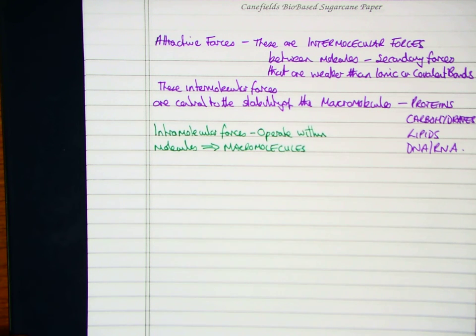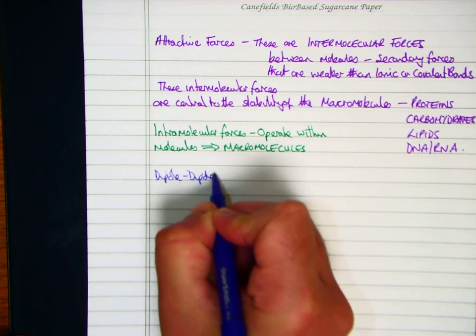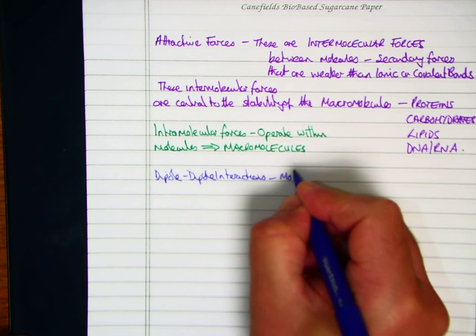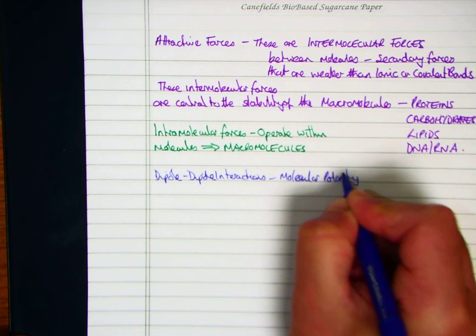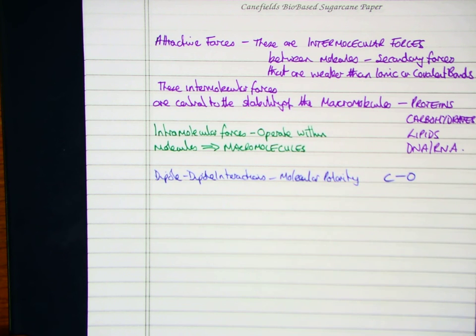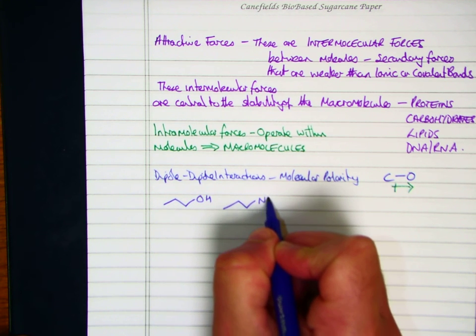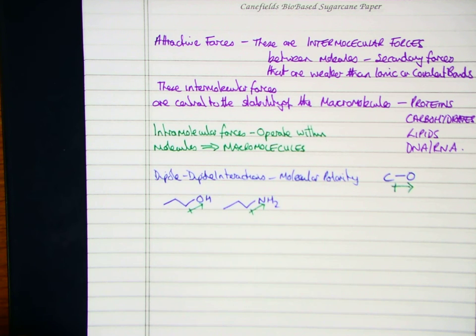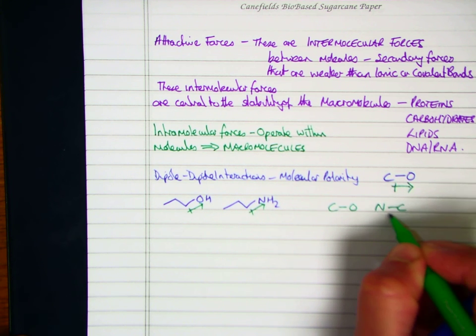So let's take the first one, which is dipole-dipole interactions. And these are the results of molecular polarity. We look at a CO bond, we know it's polar, we know oxygen is more electronegative than carbon, so we find if we have alcohols or amines, we know these bonds are polar, right? If these bonds are polar, we tend to have CO or NC bonds, which are also polar.